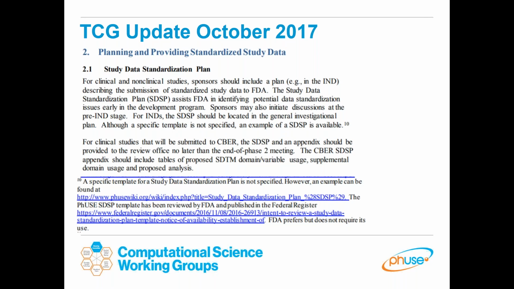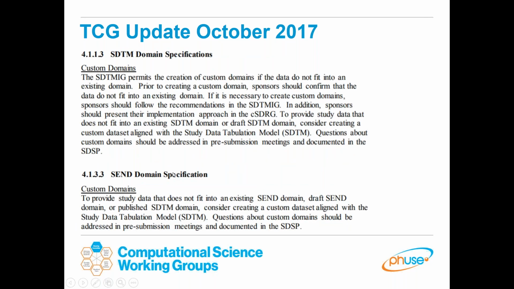Fantastic to see. When we have the version, we should be able to go to the same link. And then also the information is here about CBER and creating an SDSP and an appendix, which we did. Wonderful to see that.